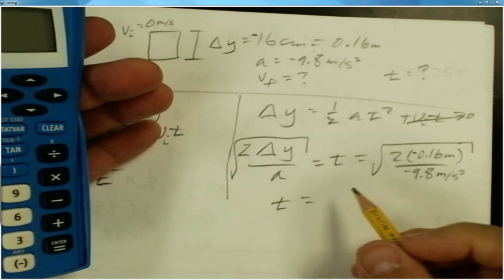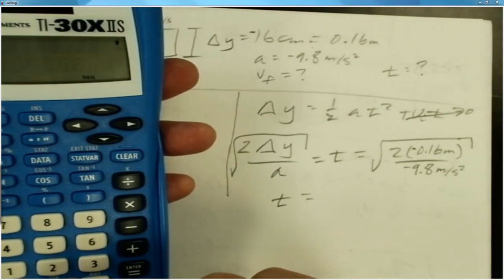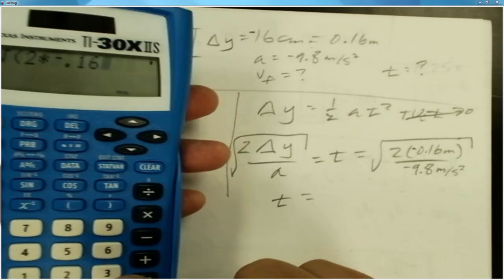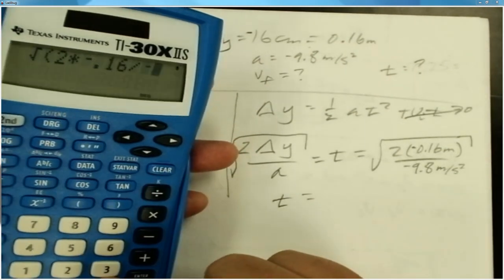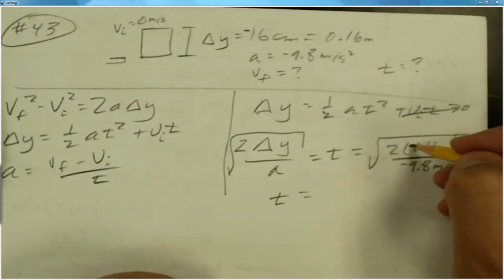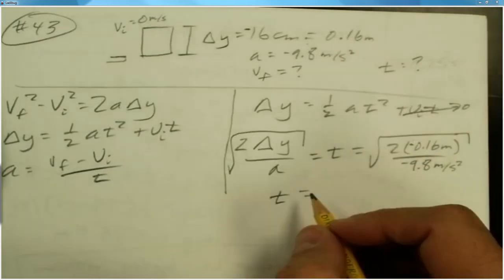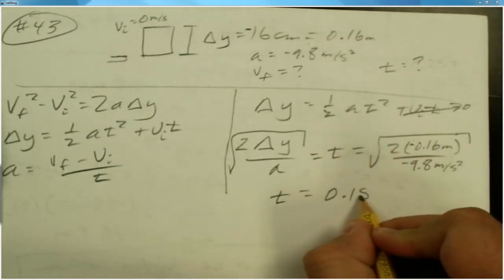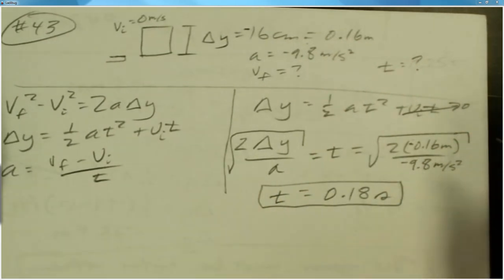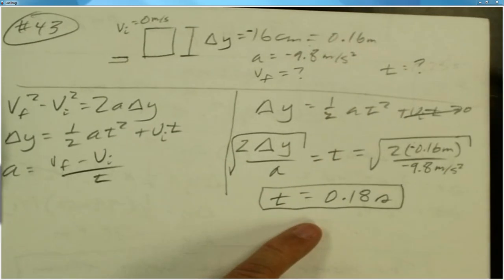So t is equal to the square root of 2 times negative 0.16 divided by negative 9.8. And that's how I knew I had screwed up. When I saw I was about to take the square root of a negative number, I knew that I had made a mistake somewhere. So the time is 0.18 seconds. So that's why 0.25 seconds, which is her reaction time, is not enough to catch the bill.